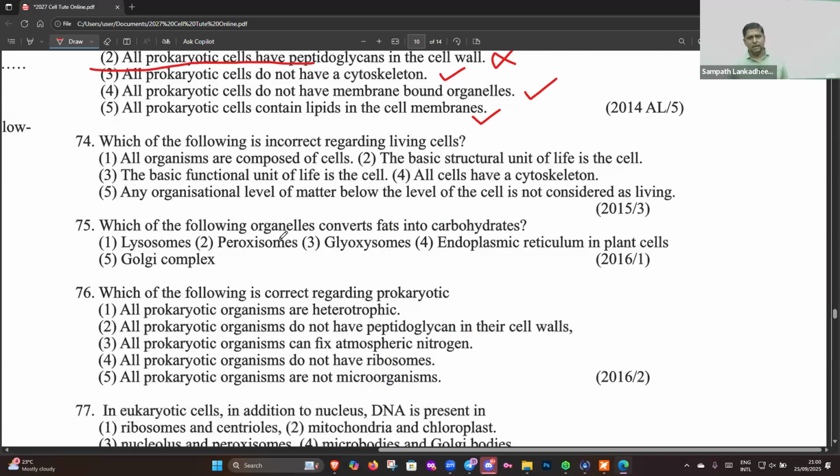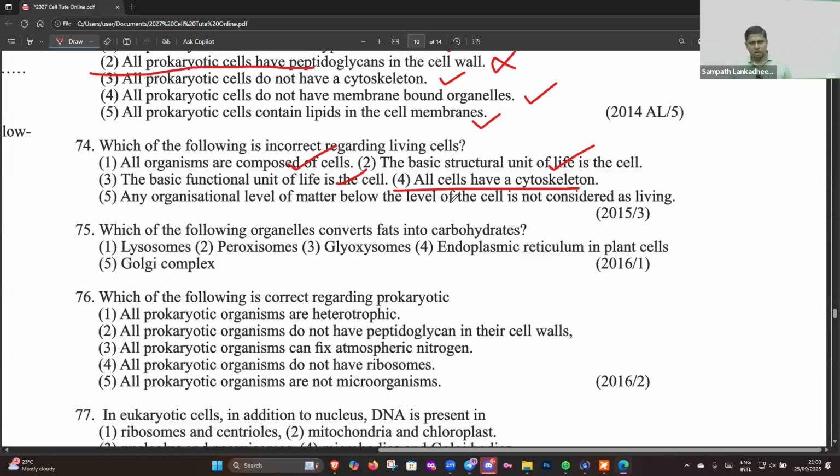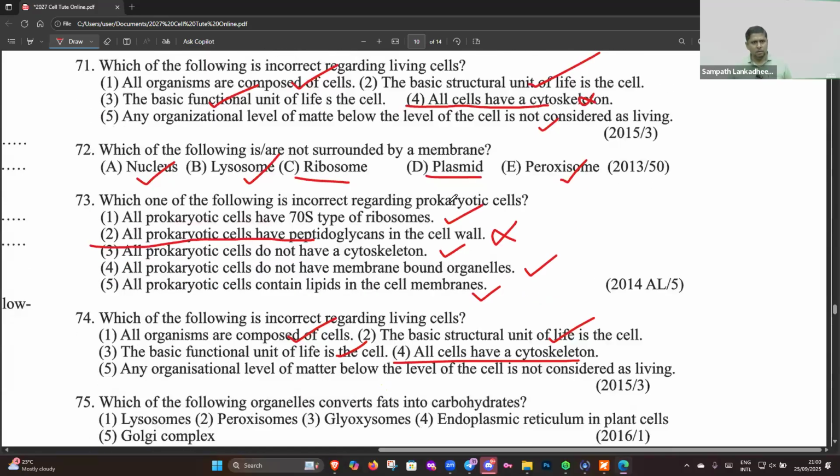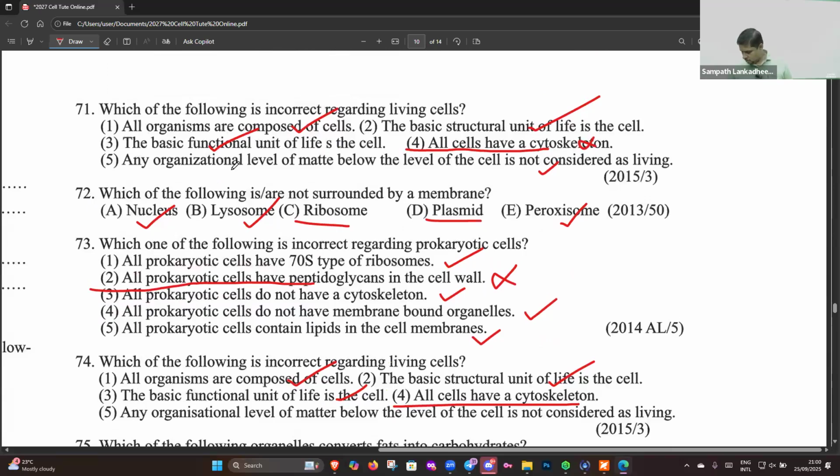Question number 74. Which of the following is incorrect regarding living cells? All organisms are composed of cells. The basic structure, is it repeating? Correct. Basic functional unit. All have repeating, neither. Repeating, all organisms. Yeah, repeating. Oh, yeah.